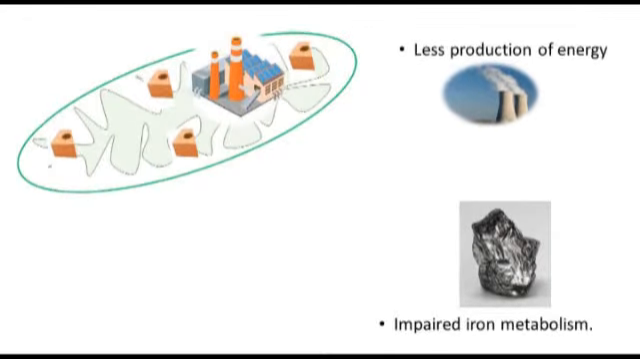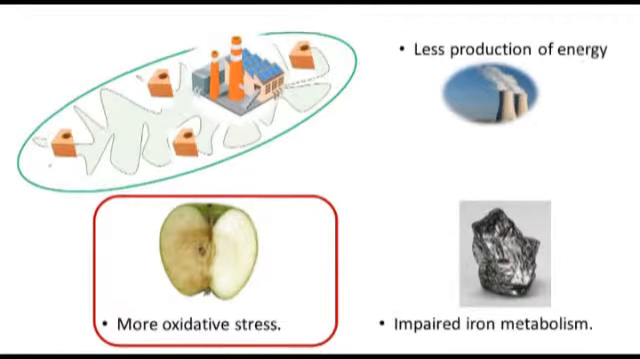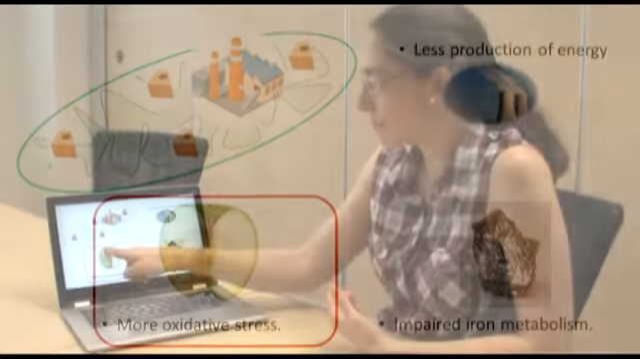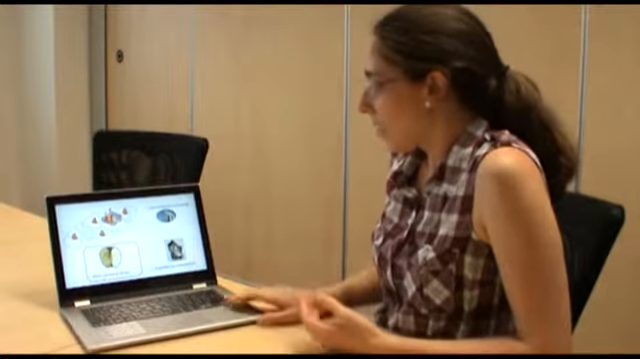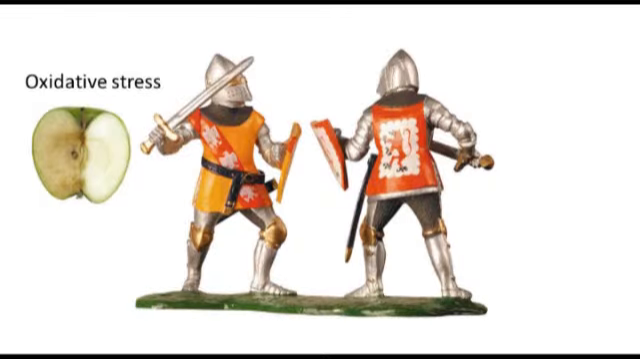There is an impaired iron metabolism, so the way we metabolize iron gets affected. And there's also more oxidative stress. And to explain what oxidative stress is, I just put this photo of an apple. So this side, of course, is not oxidized, but this side is. And oxidative stress can have a lot of consequences, and we think that it can finally lead to cell death if it is past a certain threshold.